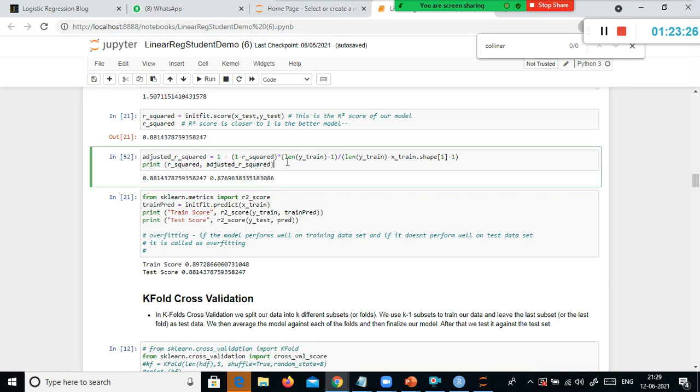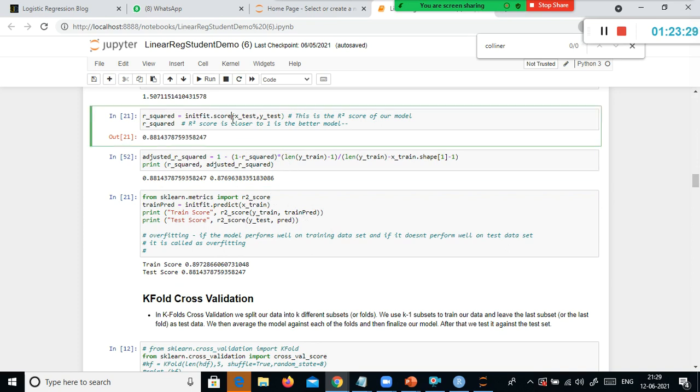But the idea of this is that with the score function, you can get the training and test data set R squared value. So here the init score takes X_test, y_test. This is my test data set: the independent variables and the dependent variable of my test data set. If you give this, it gives you the R squared. And similarly, if you want to find out the R squared for the training data set, how will you get it?